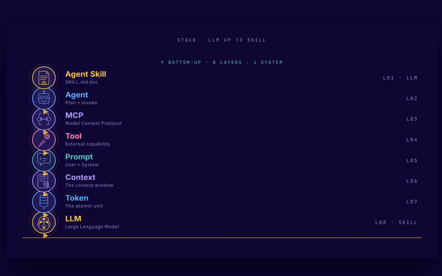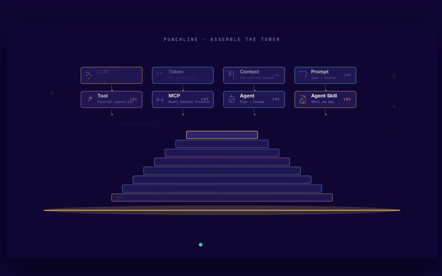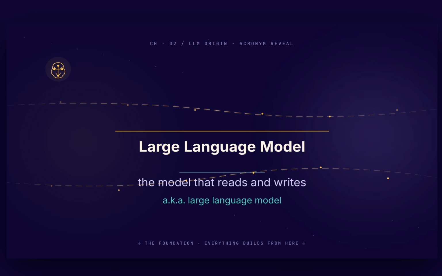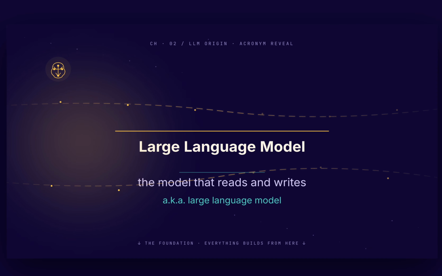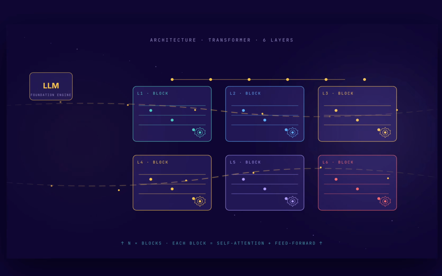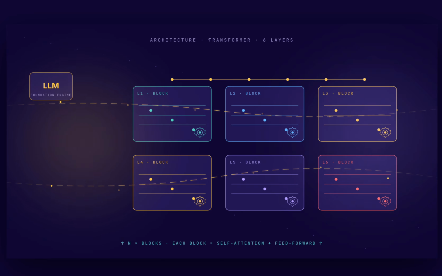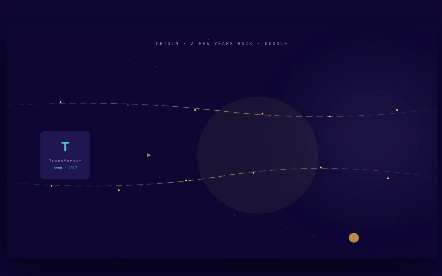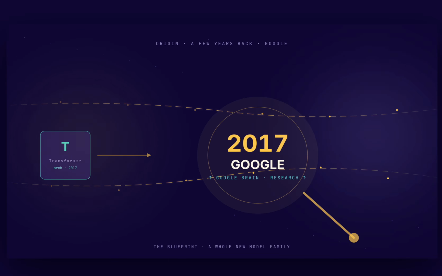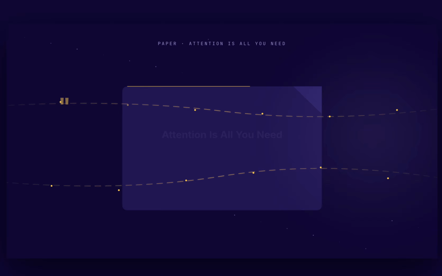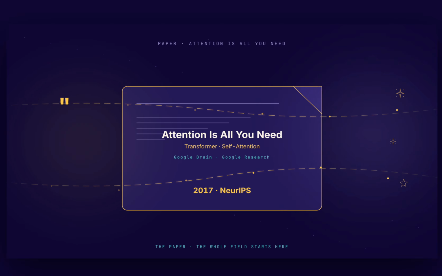Let's start from the very bottom and build our way up, layer by layer. At the very bottom sits LLM. It stands for Large Language Model. We just call it the model for short. Pretty much every large language model today is built on top of the transformer architecture. The transformer architecture was first proposed by a team at Google. The paper is called Attention is All You Need.